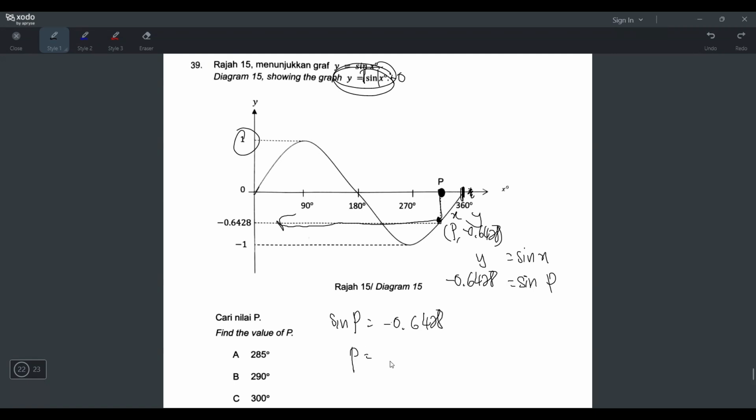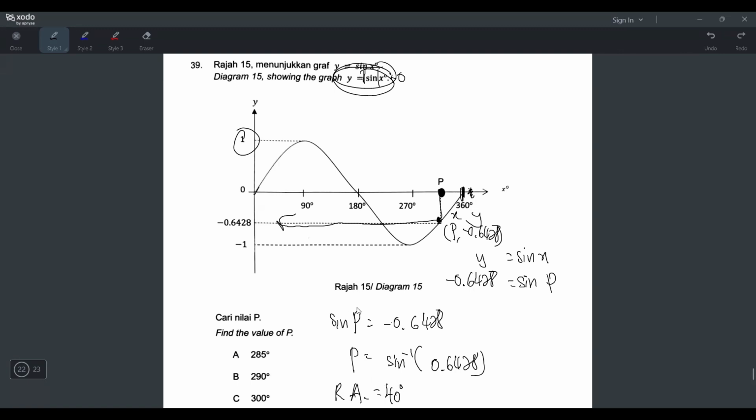Now we have to find p. So I have to tekan shift sine. Okay, 0.6428. Jangan tekan negative, please. The negative only indicates quadrant. So don't tekan negative. So just tekan shift sine, 0.6428. My calculator give me 40 degree. And I told you already, the negative tak tekan. And this is not your answer. This is just the RA.